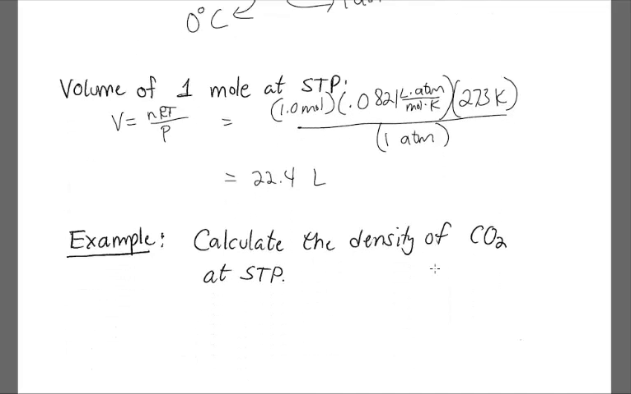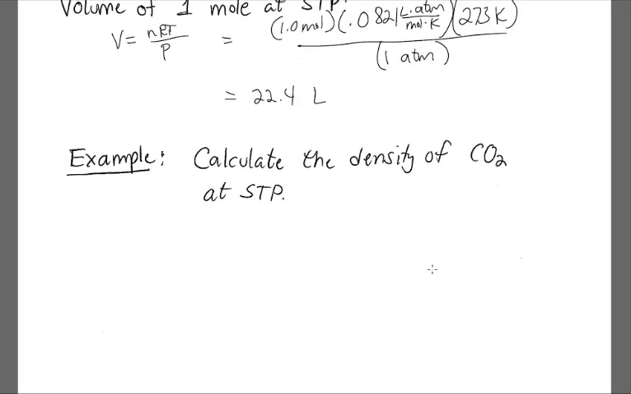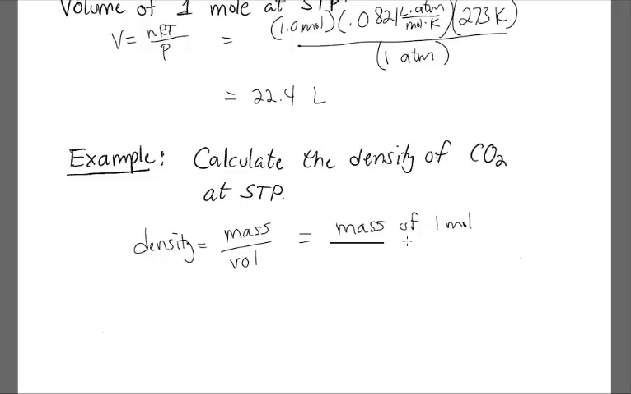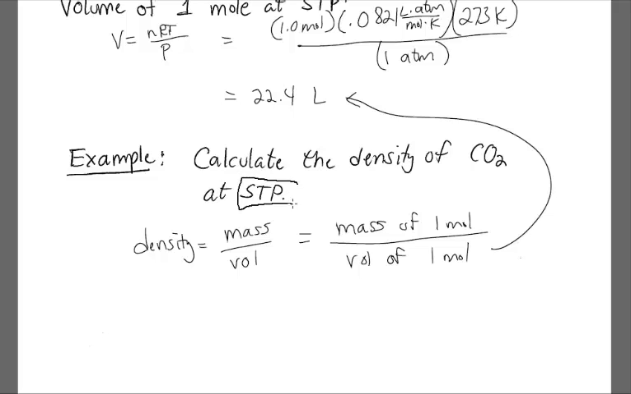This also allows us to easily calculate the density of any gas at STP. So let's pick carbon dioxide, and remember that density is mass divided by volume. We can do it for 1 mole. There's no reason we can't do it for 1 mole. The ratio of mass to volume will be the same no matter how many moles we use. So we can say it's equal to the mass of 1 mole, which is simply molar mass, divided by the volume of 1 mole, which we calculated up here for STP.